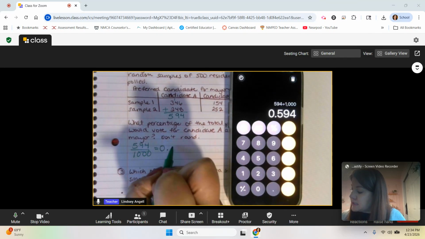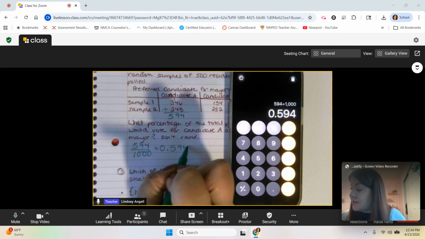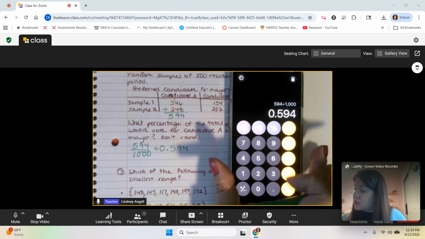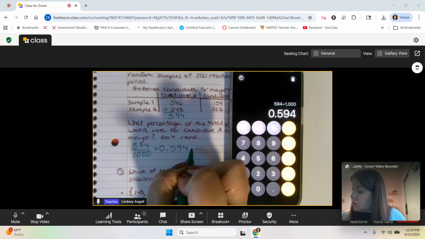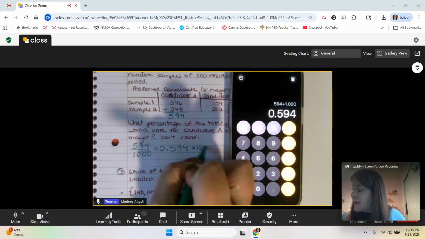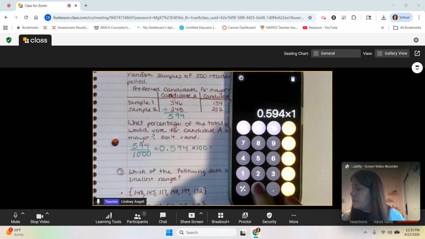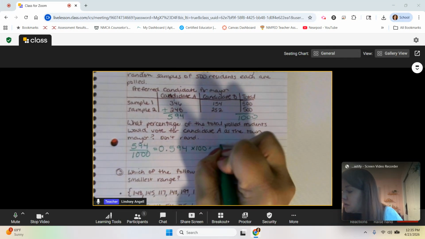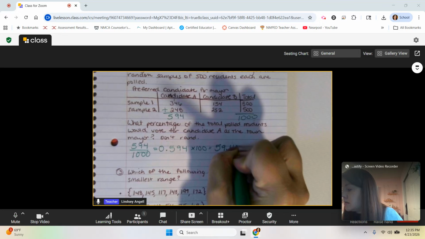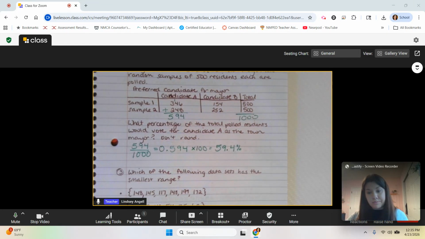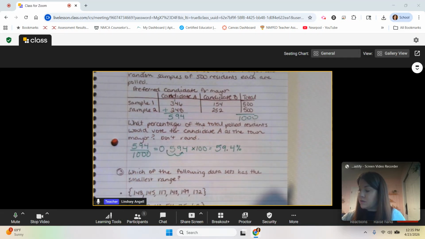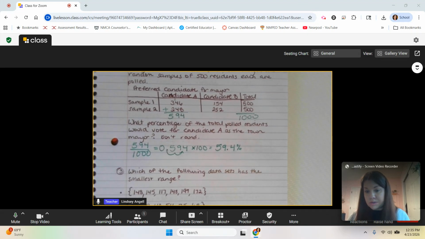That gives us a decimal of 594 thousandths, okay? In order to turn it into a percentage, we would then multiply that by 100, giving us 59.4%. Okay? All right, you also could have just moved your decimal 2 spots to the right, which is the same thing as multiplying by 100.